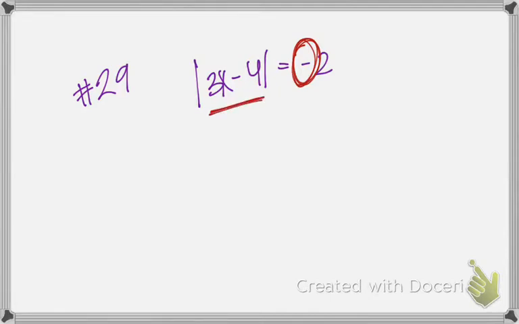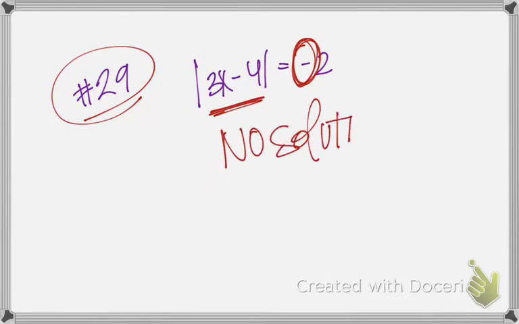An absolute value can never equal a negative. No matter what numbers we plug into here, the number that it spits out of this function will not be a negative number, okay? So that means the answer to number 29 was no solution. Okay, I got lots of emails about that, so that's just kind of to go over that. If you can never have an absolute value set equal to a negative, if that happens, you get no solution.